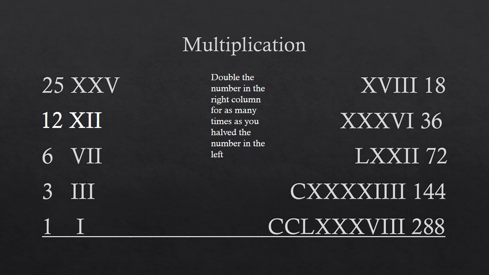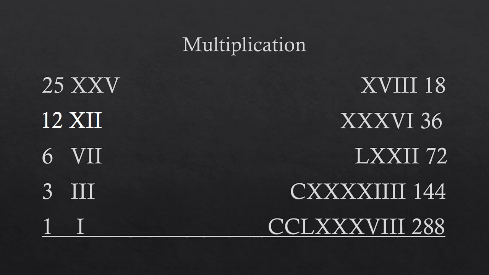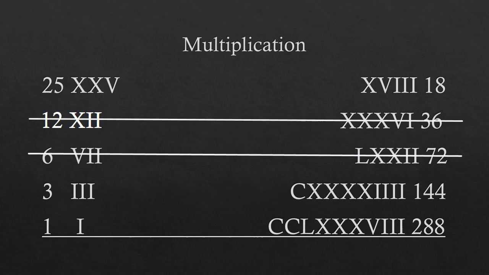Next, double the number in the right column for as many times as you have the number in the left. So 18 becomes 36, 36 becomes 72, 72 becomes 144, and 144 becomes 288. And finally, remove numbers that correspond with an even number on the left side. So we will remove 12 and 6.